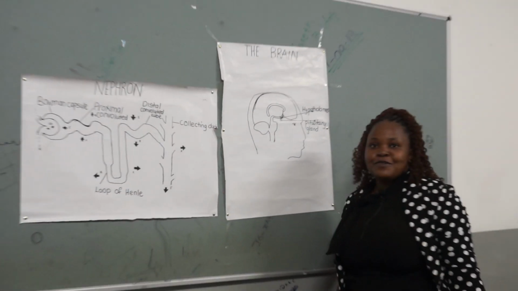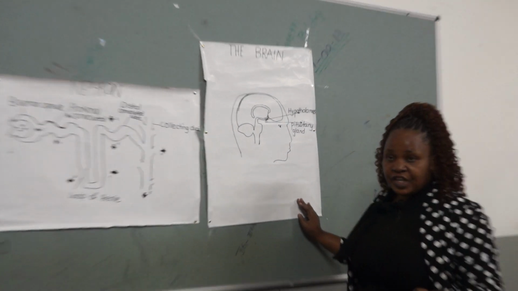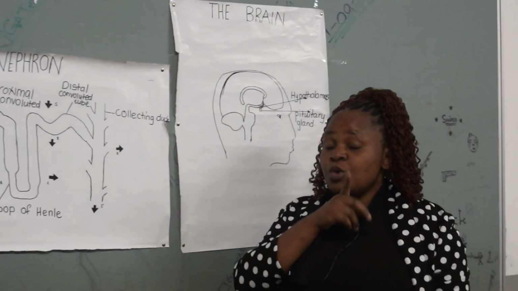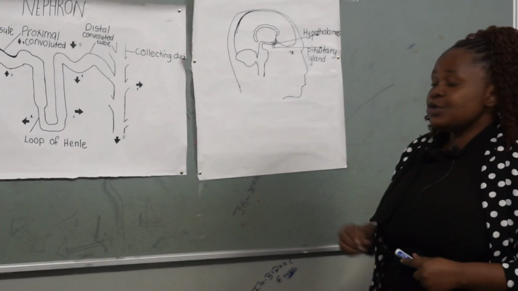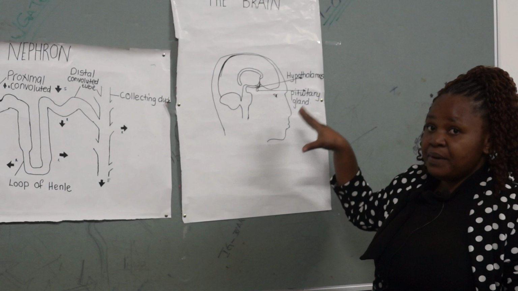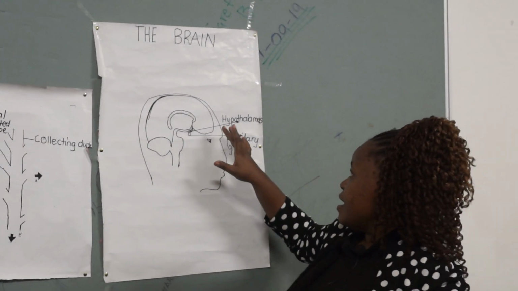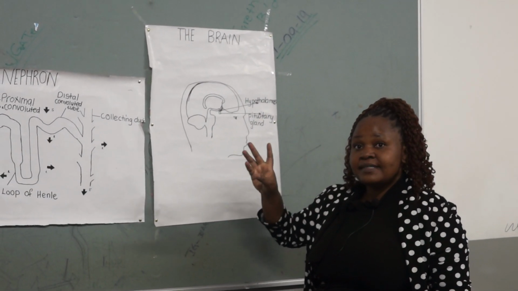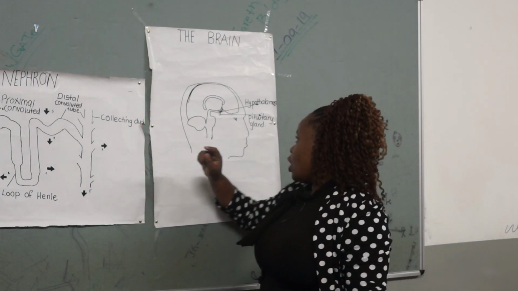Here I am explaining the process of osmoregulation. It's not fair, colleagues, for me to explain osmoregulation without alluding to the diagram of the human brain, right? Remember we said that the brain is made up of different parts which have got different functions, right?